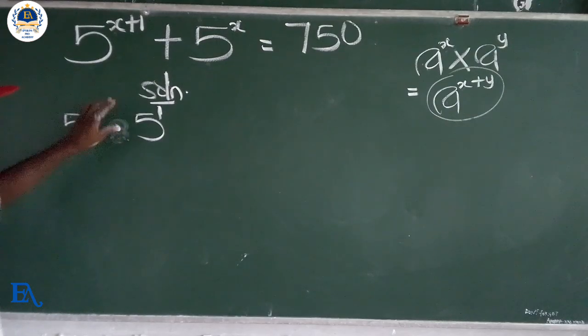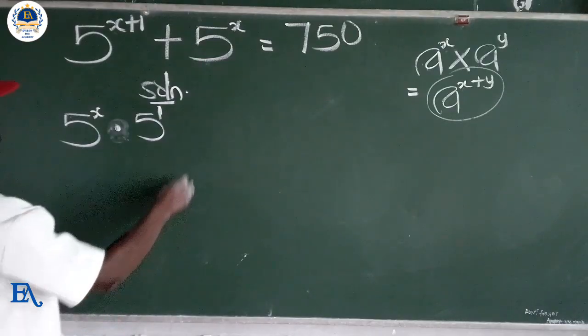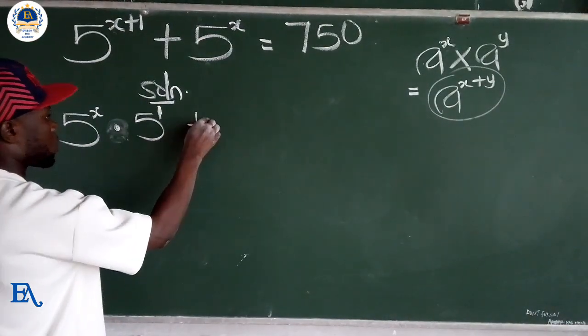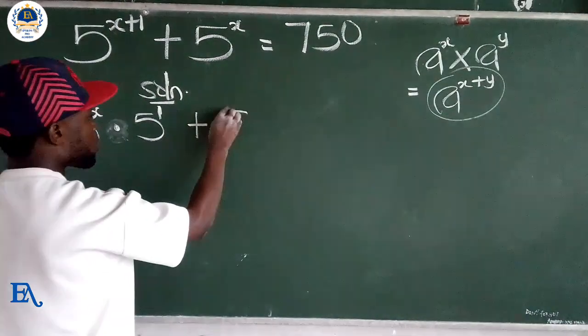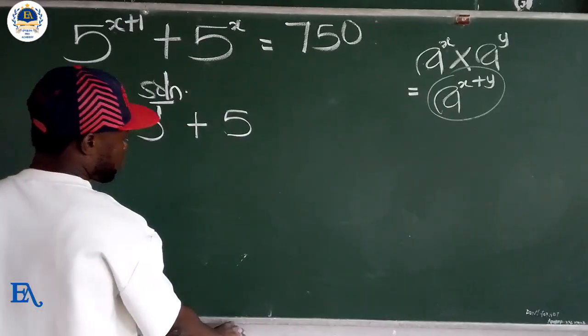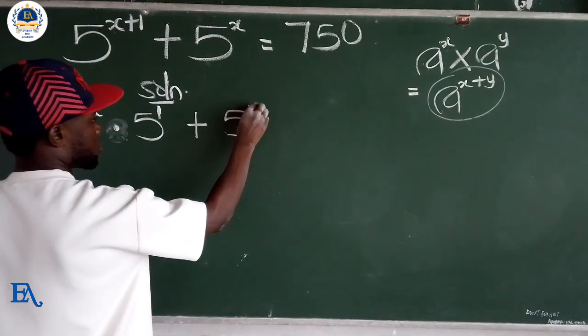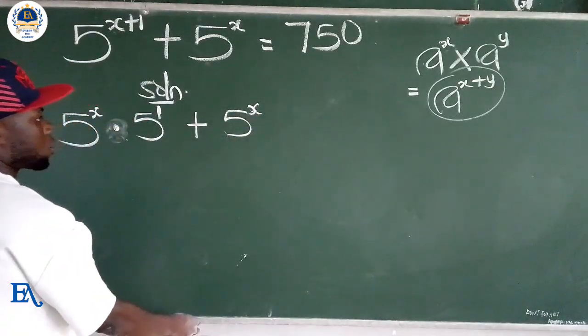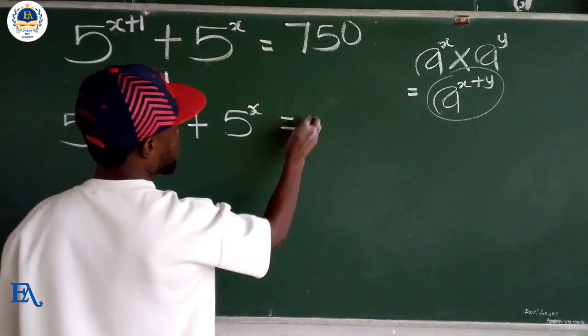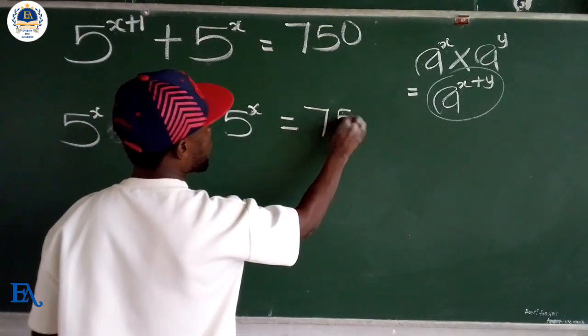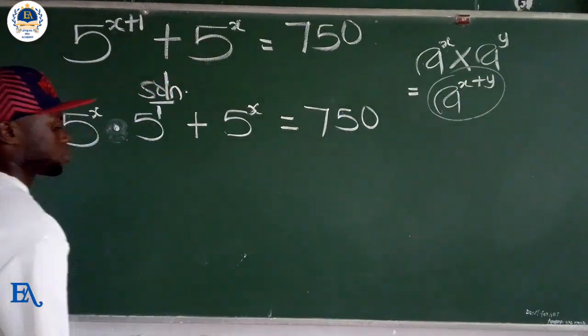This is the same as this, plus 5 raised to the power of x, which equals 750.